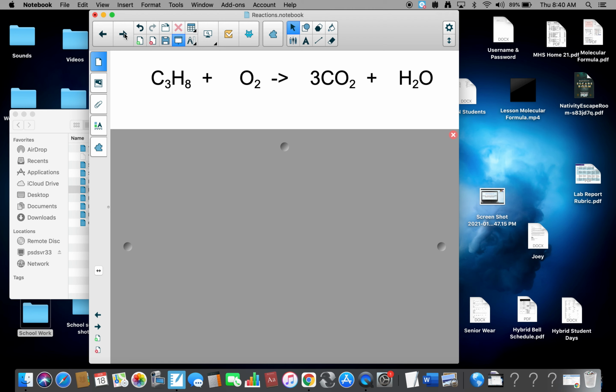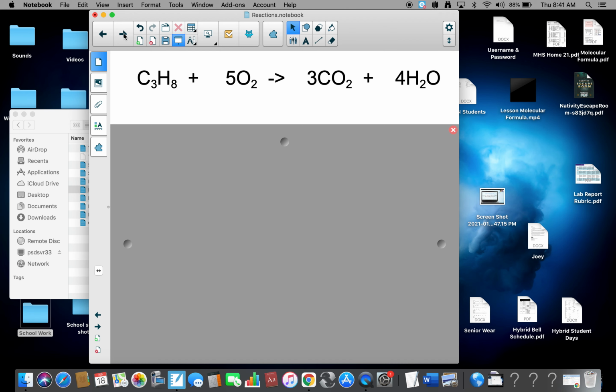Next up for hydrogen, we have 8 on the reactant side. We have 2 on the product side. So what times 2 is 8? That would be 4. So we put 4 in front of the waters. Now we check our oxygens. I have 2 oxygens on the reactant side. I have 3 times 2, which is 6 on the product side, plus 4 times 1, which is 4. 6 plus 4 is 10. So what times 2 is 10? That'll be 5. That's our balanced equation.